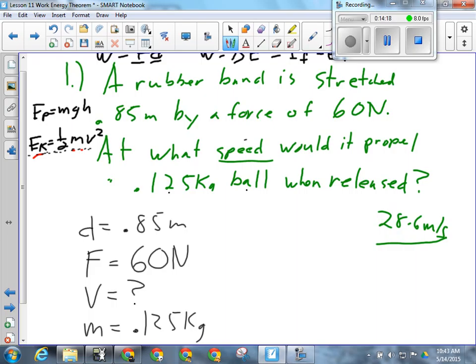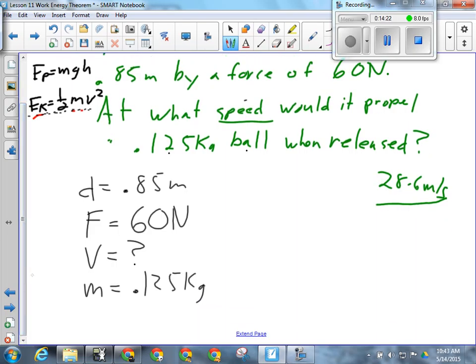So this question is asking about kinetic energy. That's what's being changed for the ball. When the rubber band is released, the ball will accelerate and its speed will change. So its kinetic energy will change. And a change in energy is work. That's where we start. Work is a change in energy. And specifically in this question, it's a change in what kind? Kinetic. So that's the thought process we want to go through.